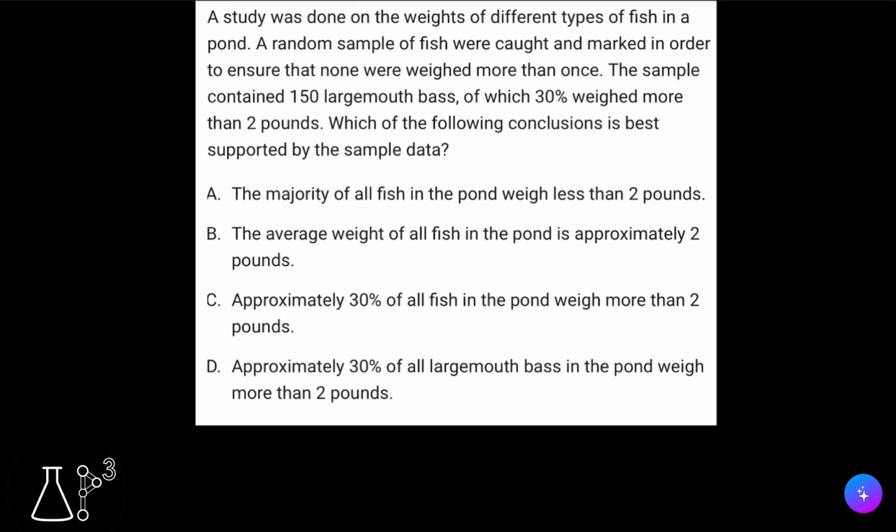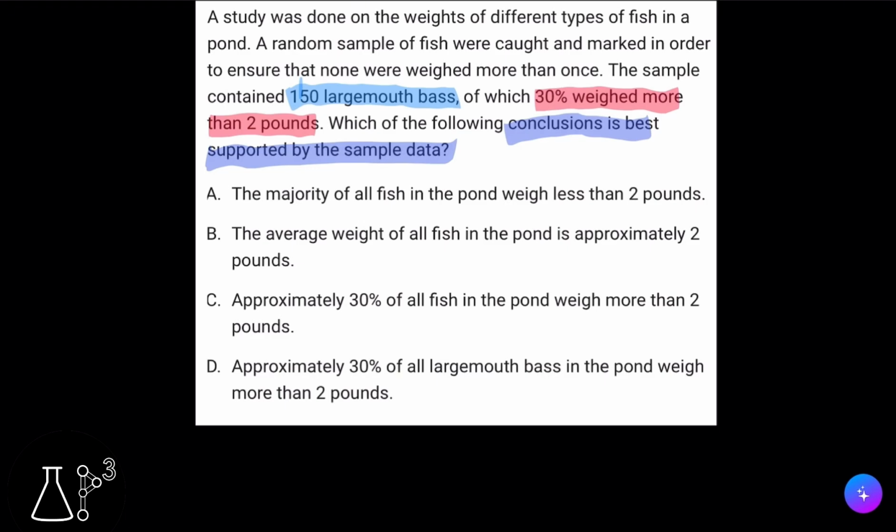So we just got a random sample of fish that were caught and marked in order to ensure that none of them were weighed more than once. And the sample contained 150 largemouth bass, and we're given that 30% of them weighed more than 2 pounds. And we're trying to look for which of the following answer choices will give us the best conclusion with the information given. So what can I do? We have to make generalizations with the information given. We can't use any information outside of it, because we can't make a correct generalization. So let's compare answer choices A through D and figure out if it makes sense.